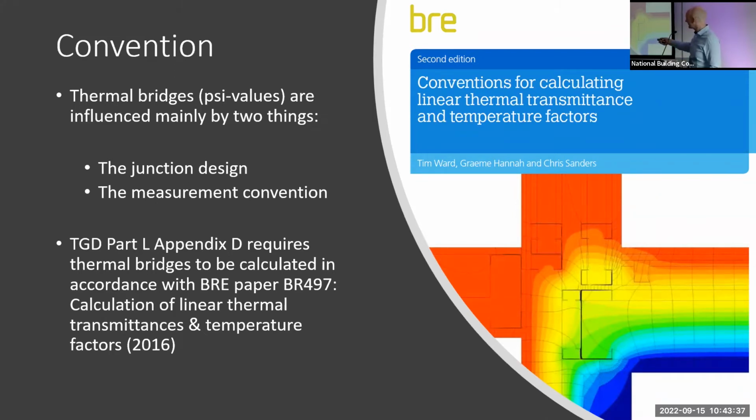Okay. But the second thing is the measurement convention. And the measurement convention actually has a bigger effect on the psi value than the design of the junction itself. You can change little bits and pieces about a block or a thermal break or insulation thickness at a wall plate or whatever it might be, and that'll change the psi value somewhat. But if you go from measuring internally to externally, that will change the psi value from possibly a positive to a negative, but it will affect it very, very greatly. So the measurement convention is important.